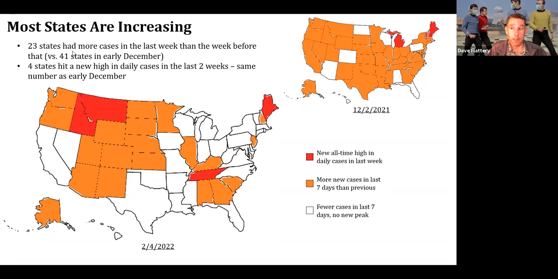So for the week that just ended, 23 states had more cases in the last week than the week before. In December, it was 41. And actually, if I'd given a talk in January, it would have been 50, and it would have been 40-some red for reaching new peaks. But I didn't give a talk in January. So now in early February, it looks like this. 23 states still seeing week over week increases in cases, and 4 of them, which is actually the same number as in December, hit new peaks in the last 2 weeks. It's interesting that Maine is red in both of these graphs, but they are.